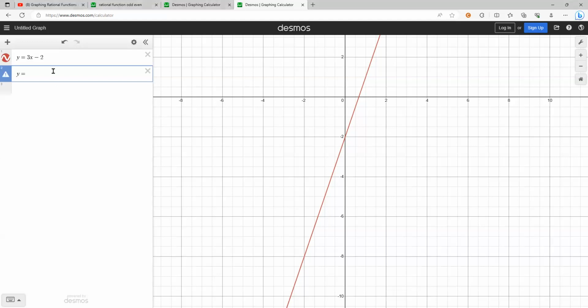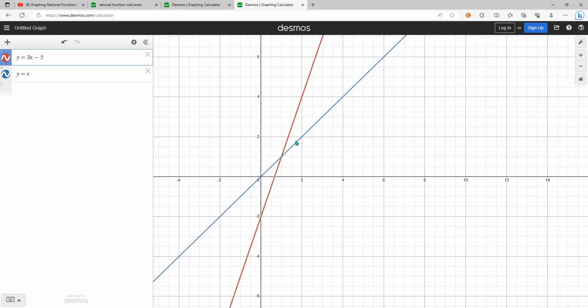Yes, all. Then you have y equals x. Can you see the two graphs? Now they have an extension to the left and to the right, but we don't want that. We just want the red graph, which is 3x minus 2, to be stopping at x equals 2/3. So here's how we do it.